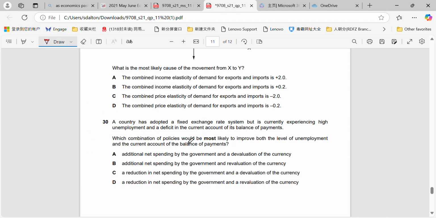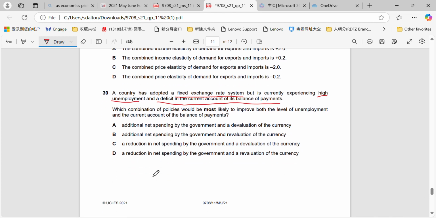Okay, so a country has adopted a fixed exchange rate system, but it's currently experiencing high unemployment and a deficit in their current account balance of payments. What combination would be most likely to improve both the level of unemployment and the current account balance of payments? Okay, so in order to improve the high unemployment, we've got to try and move aggregate demand to the right so that we can increase our real GDP. And in order to improve the deficit on the current account of payments, we're going to want the exports to rise.